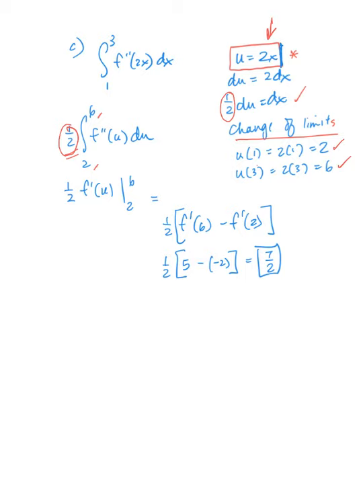So now I'm integrating f double prime, which is going to give us f prime, and using FTC number 1, that's f prime of 6 minus f prime of 2, and again, f prime of 6 and f prime of 2 comes from the tables.